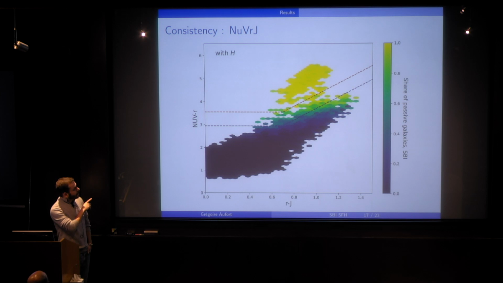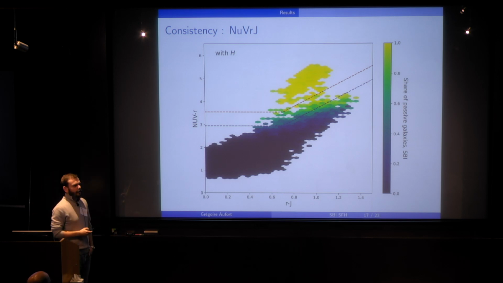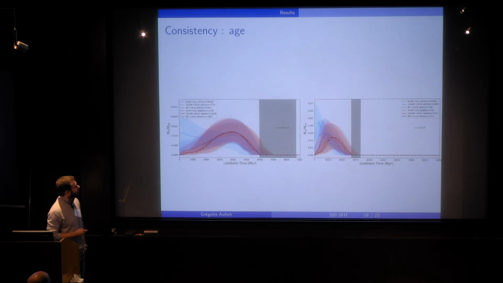Once again, pretty much the same plot. I can check that the galaxies above the red line are passive, in the sense of an SSFR estimated below 10 to the minus 11. And once again, I'm quite OK. It's passive above and active below. Oh, I rushed the end.